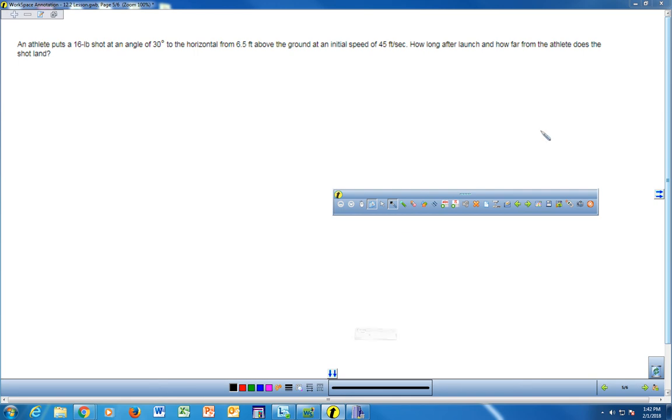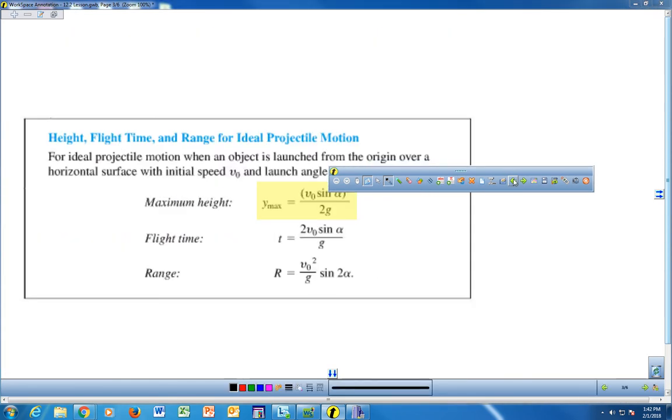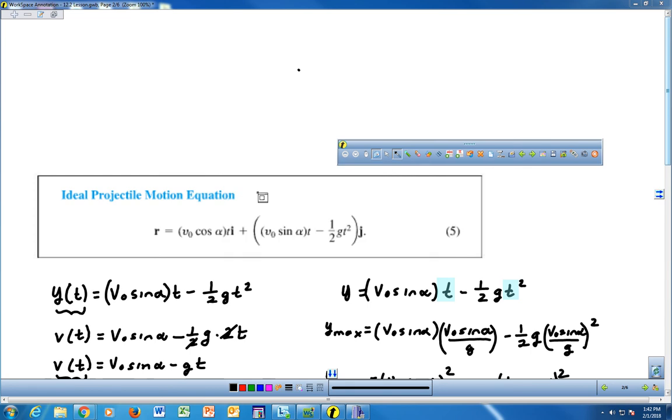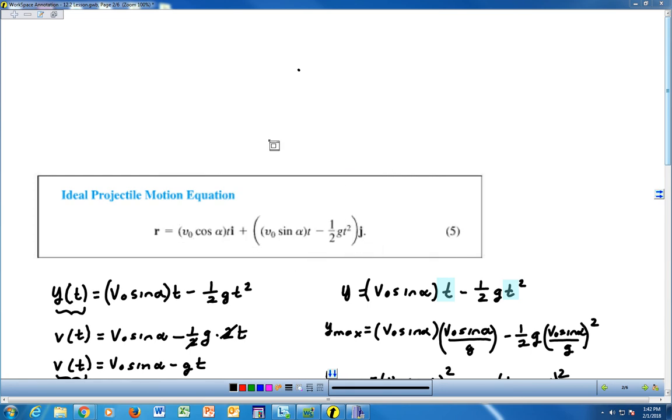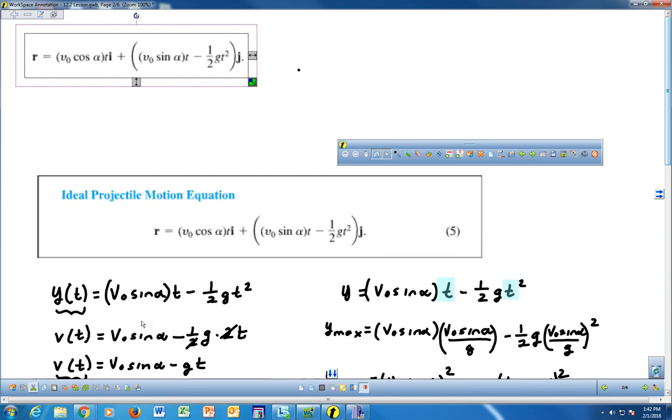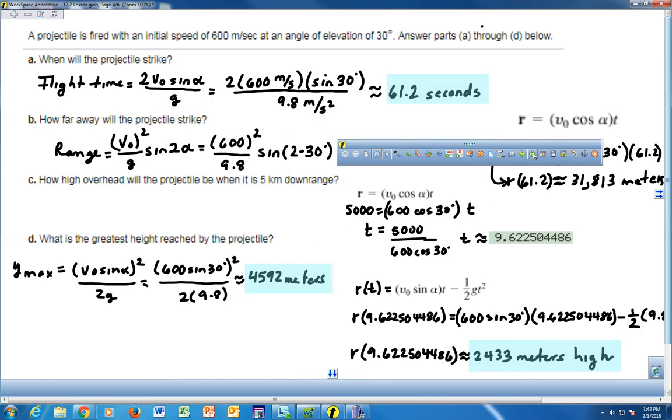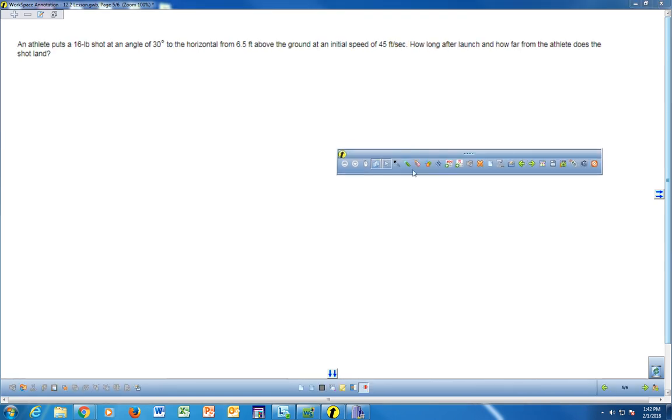For this problem, there is going to be a little modification to our original formula. Let me go back and I'll explain to you why. This is my position of the projectile, my original position. However, on this problem, we cannot work it out the same way, because it is not starting from the standard position. It is starting from 6.5 feet above the ground.